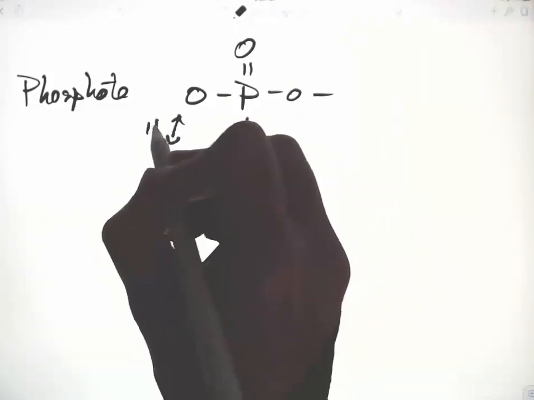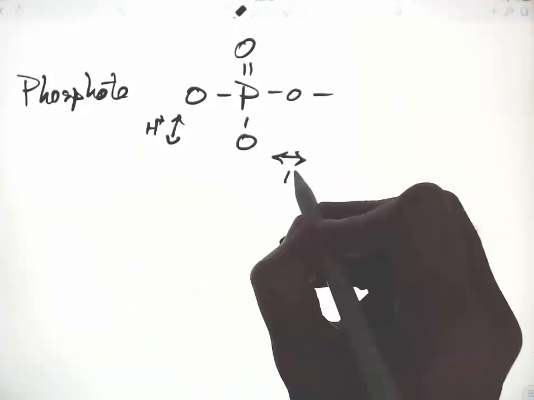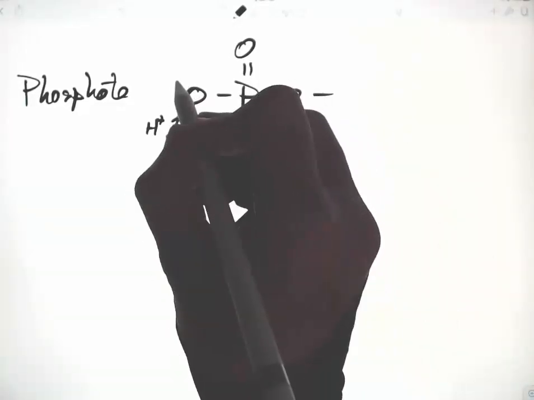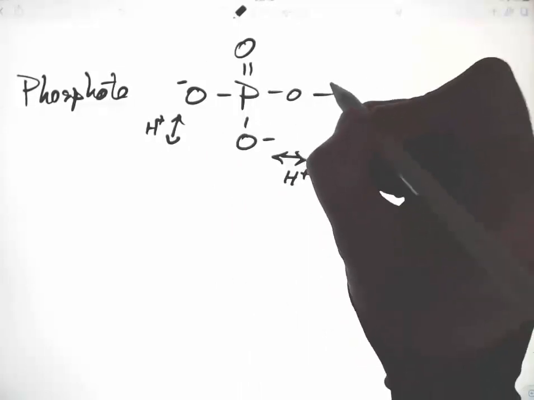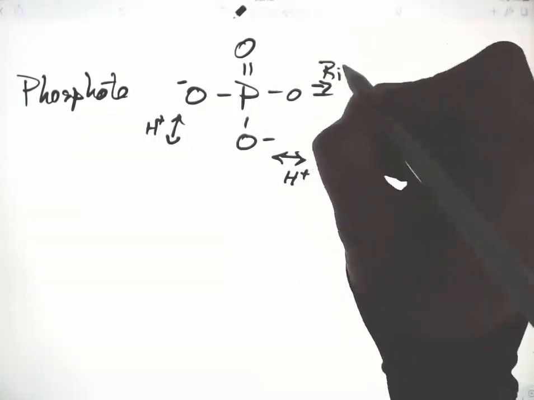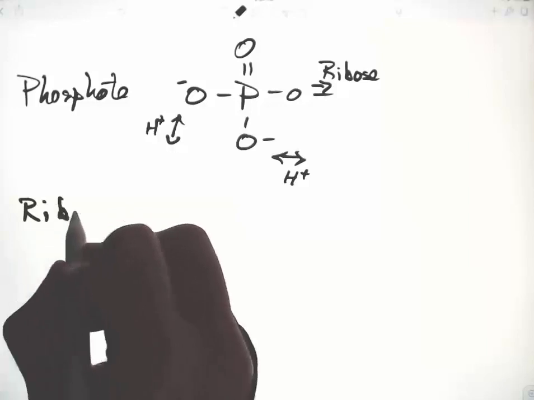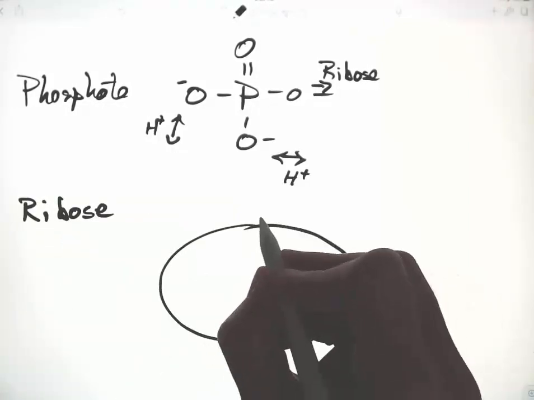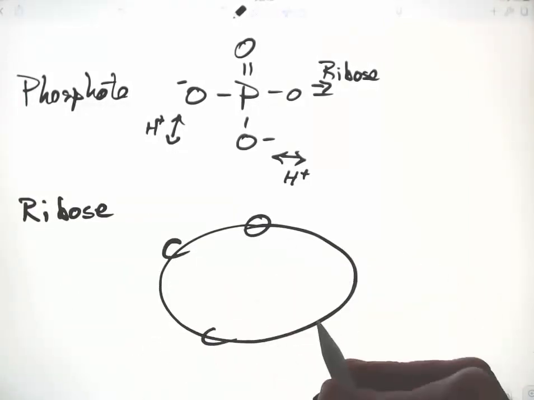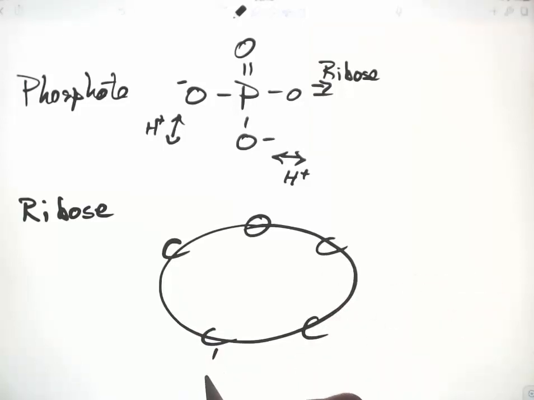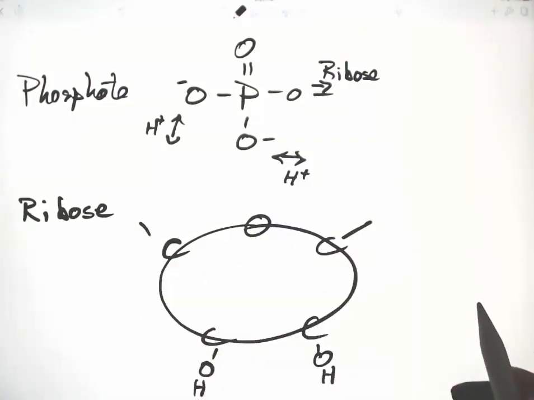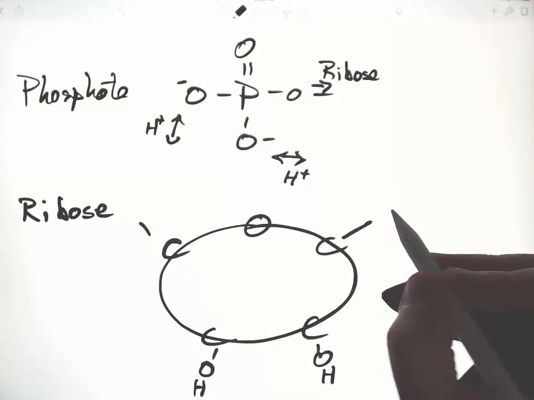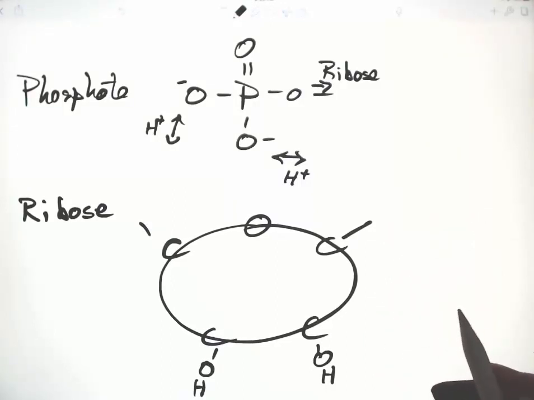And you might even have a hydrogen that can come on and off when it's missing its negative, has a negative charge here, and then this is the bond that attaches to ribose. For ribose, you have your sugar, the oxygen, carbon, carbon, carbon, carbon, and with practice, you might add the OH, oxygen and hydrogen on two of the carbons, and the carbons that are connecting to either adenosine or phosphate.